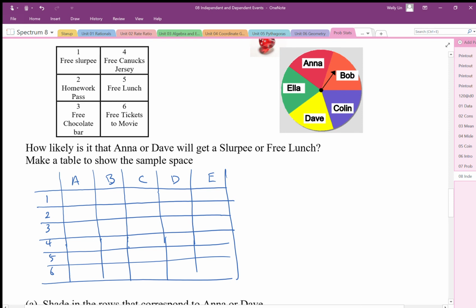And it says here, how likely is it that Anna or Dave gets a Slurpee or a free lunch? Now the or is really tough. We can't be multiplying with ors. So if we want to look at Anna or Dave, we're looking at these two columns here, and we want to get the prize. The prize is a Slurpee or free lunch. Slurpee was number 1. Oh, that one does not overlap, so let's choose a different color.